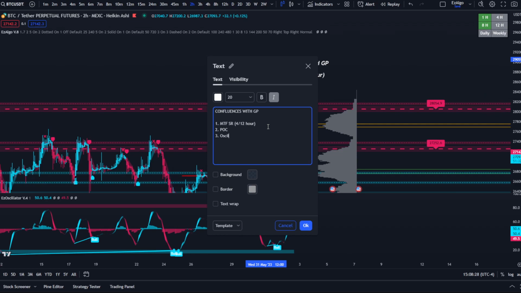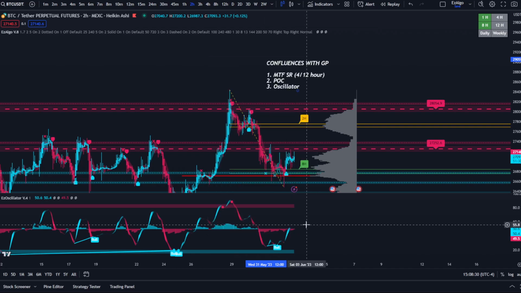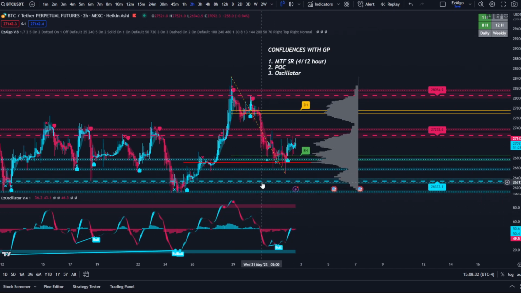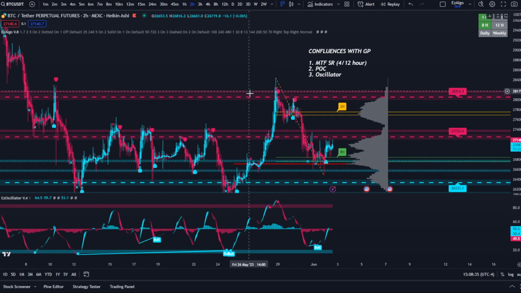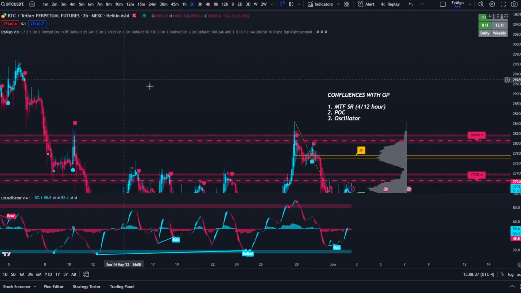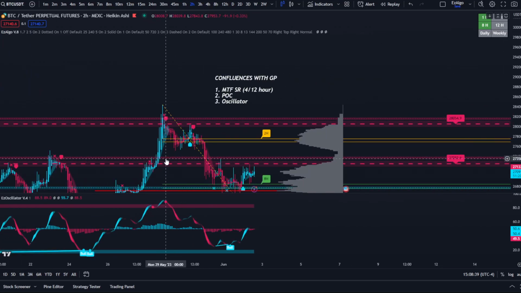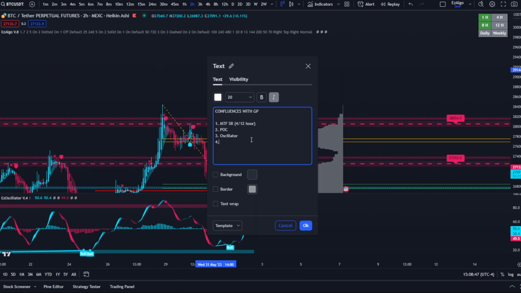The next confluence is the oscillator. Is the oscillator at or near these overbought or oversold zones? As you can see, when we rejected from the golden pocket all the way from this swing high, if you look at the oscillator, we were in this overbought zone with a mild sell signal, or should I say reversal sell signal. So that's our next confluence, are the reversal buy or sell signals, and that could also be your entry.